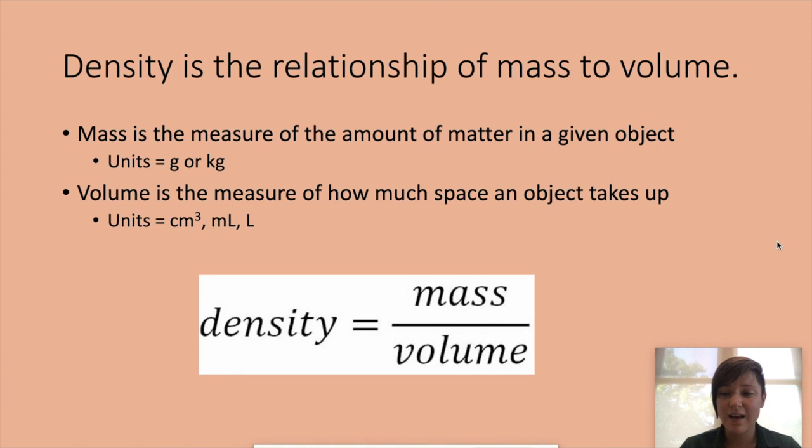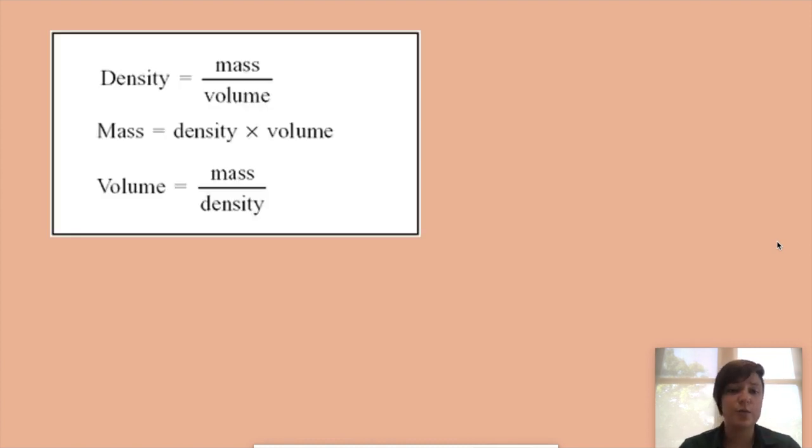And so when we actually put density into an equation, we write it out as density is equal to mass divided by volume. And that's going to be the equation that we use throughout the rest of the year. Now, from the density equation, we can actually solve for mass and volume, and you end up with two other equations. So you end up with mass is equal to density times volume, and then volume is equal to mass divided by density. And so we do that by taking our density equals mass divided by volume and solving for mass or solving for volume, depending on which one that we're looking for.